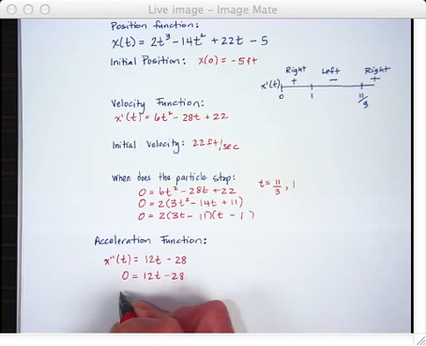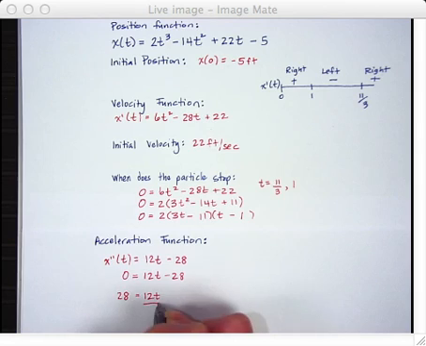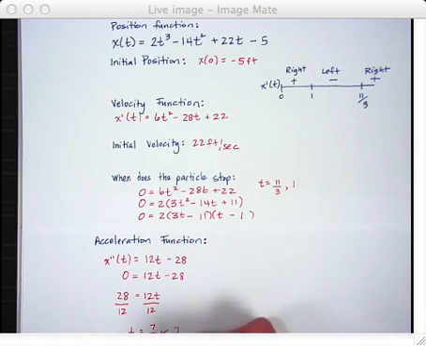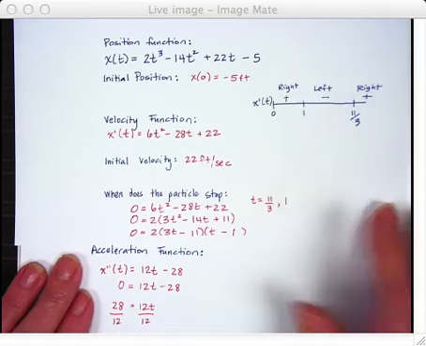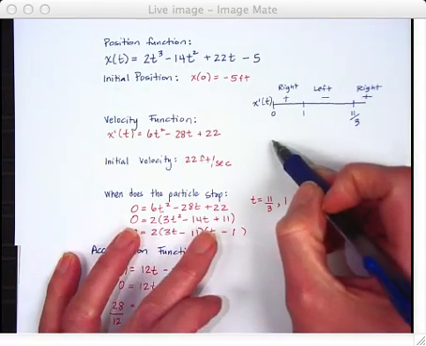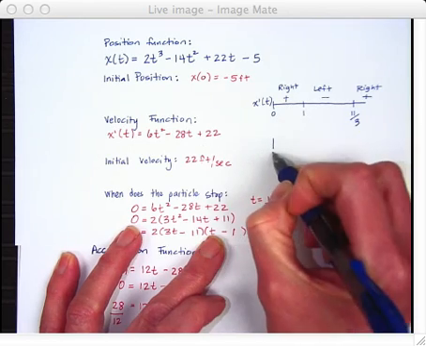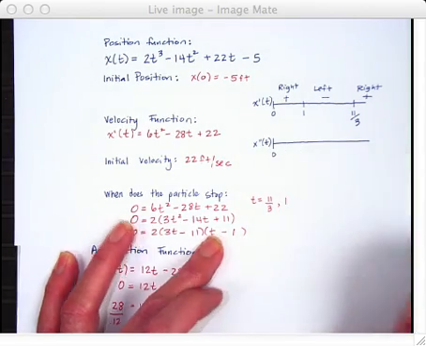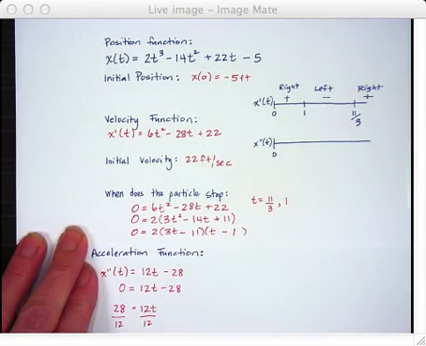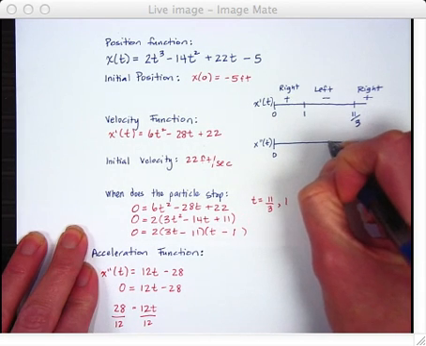So I'm going to add 28 over here and divide by 12. And I get t is equal to 7/3, or 2 1/3. Okay, so now I'm going to make another t chart or sign chart, and I'm going to put my sign chart directly underneath the sign chart that I have right here. So it still starts at 0 time. And the only point of inflection, or critical point, that I have is at 7/3 or 2 1/3. So I'm going to put that about right here.